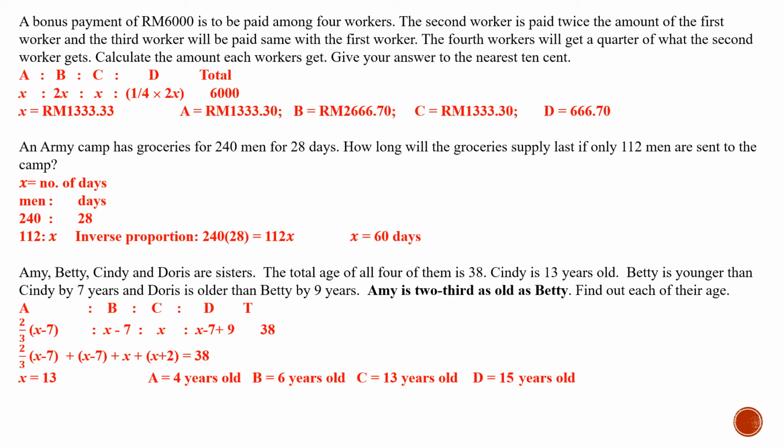So you can see the way I've done it. Basically, I've done it using algebra. When somebody is 7 years younger or 7 years older, you add or subtract accordingly. Amy is 2/3 as old as Betty, so 2/3 of x minus 7. Then you add up everything and solve it for x.